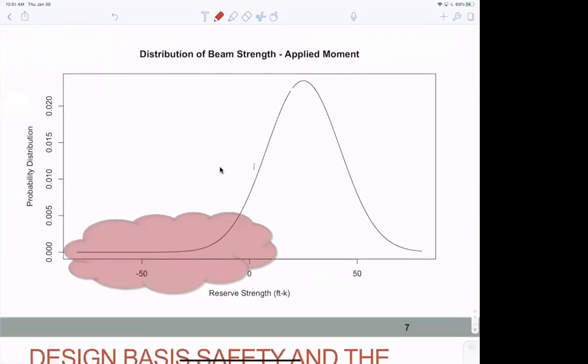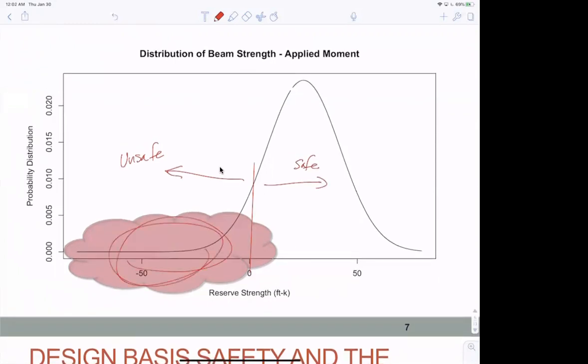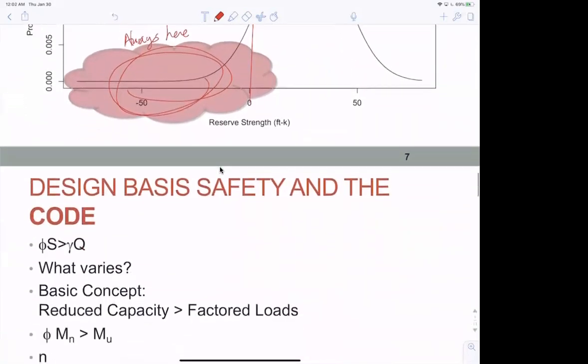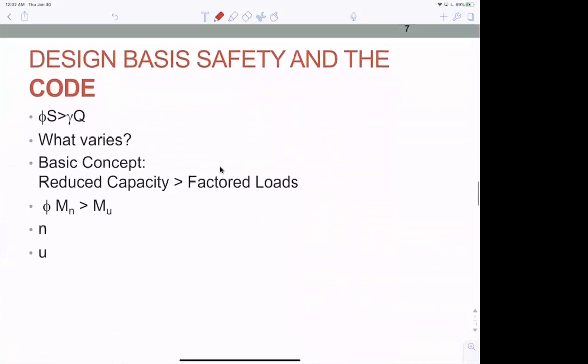And so anything on this side of 0, that's unsafe, right? If it's negative, that means the applied moment was greater than the strength. Okay, so make it negative. And this is safe. Now it's impossible to make that go away. This will always be there. Okay, what we want to do is decide on how small we want that to be. Okay, so this is what we're going to do in our code.